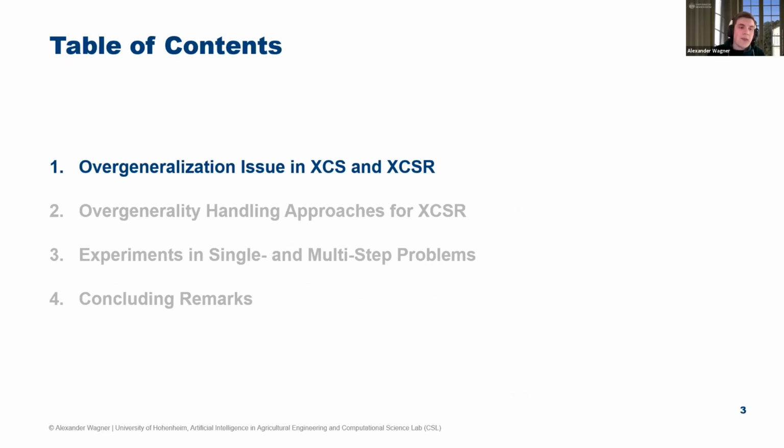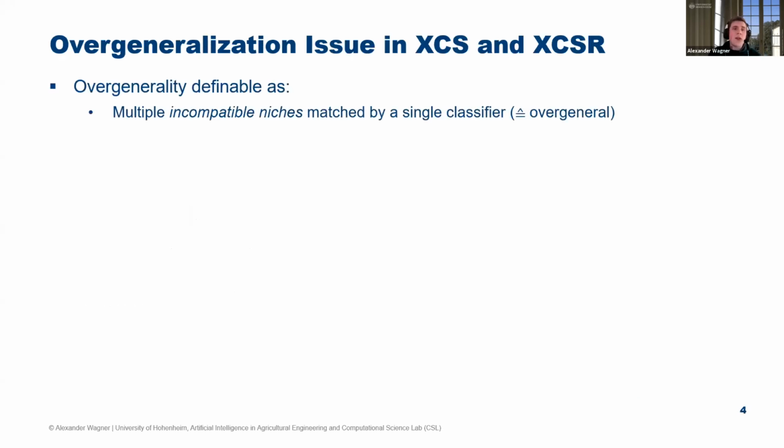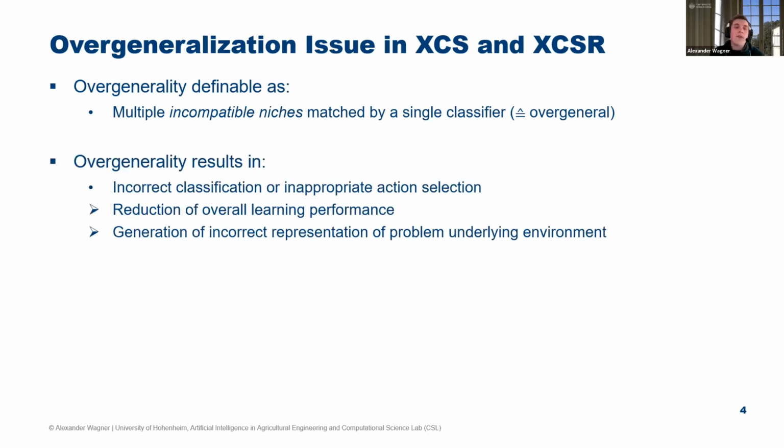So at first, an introduction to the problem of overgeneralization in XCSR and XCS. So what is overgenerality? In XCS, if a single classifier matches multiple incompatible niches, this classifier is regarded as overgeneral. And what does incompatible niches mean? It means that these niches belong to different data sets or data types, and they need different actions to be correctly predicted.